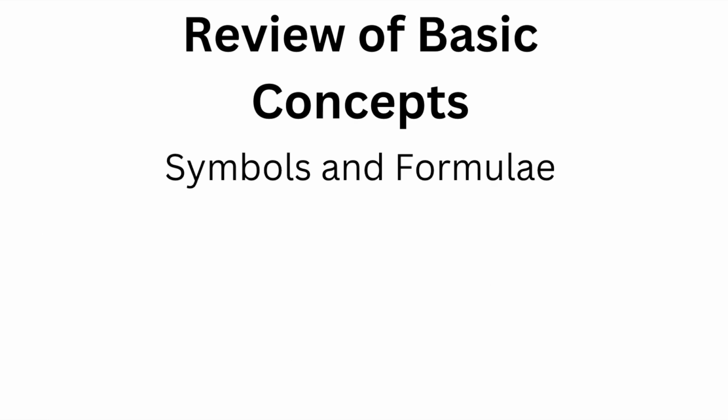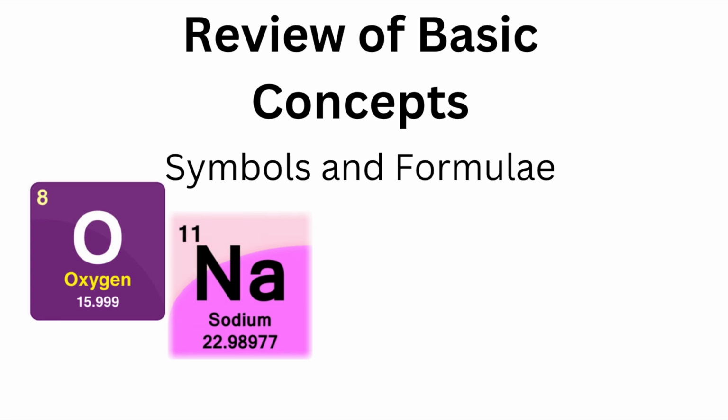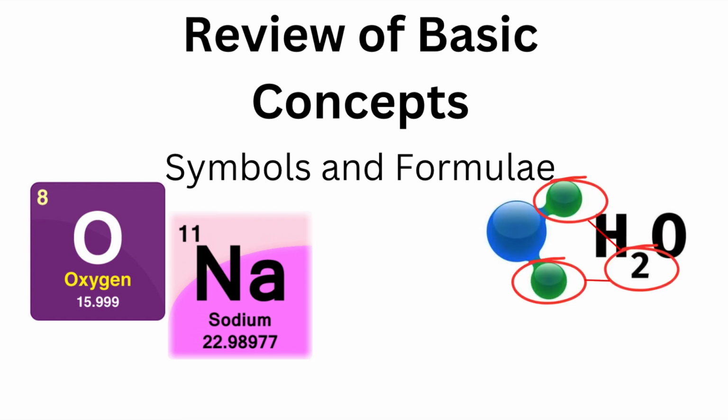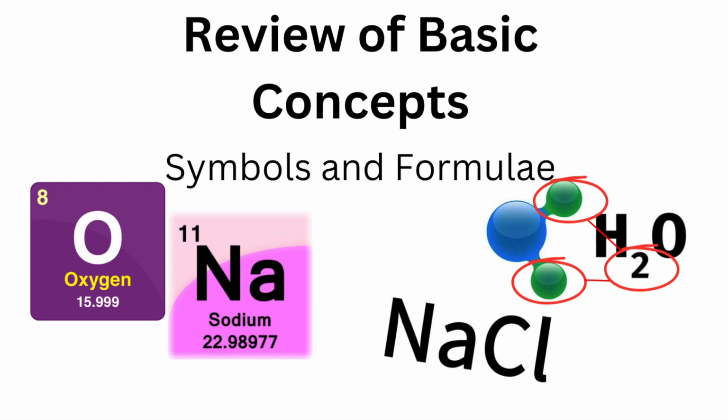Symbols and formulas. Elements are written as one or two letters, be it O for oxygen or Na for sodium, and then compounds are written together with subscript numbers representing how many of each element there are in the molecule or the ratio of them. Sodium chloride becomes NaCl, or H2O for water, with two hydrogen atoms and one oxygen atom.